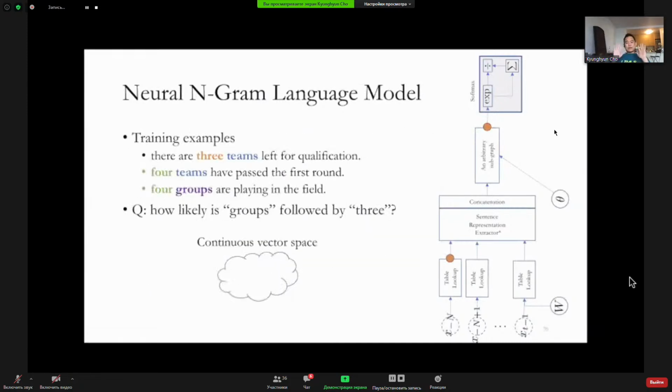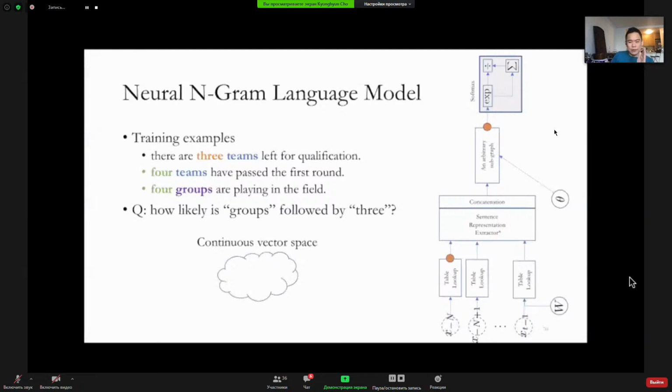So let's look at this particular example where we are going to assume that there are 3 examples. There are 3 teams left for qualification. 4 teams have passed the first round and 4 groups are playing in the field. And we want to know what is the probability of seeing groups following 3.